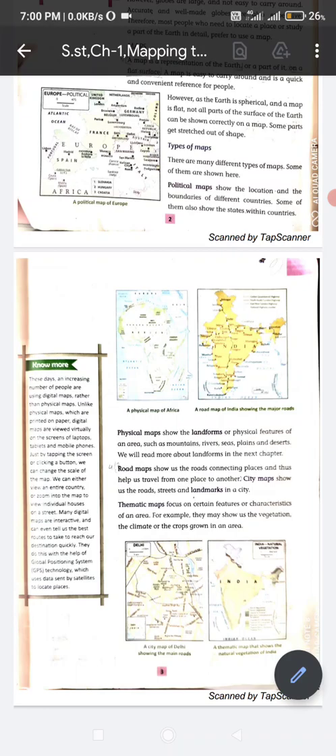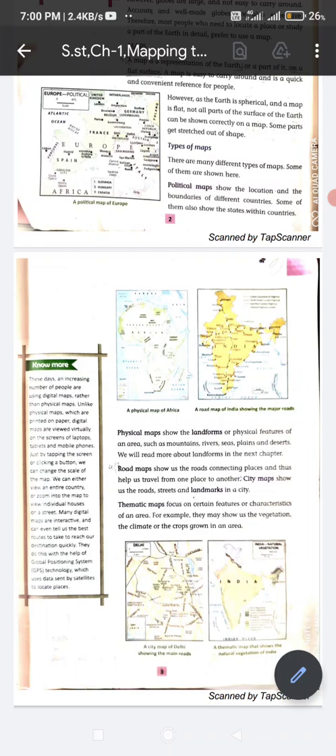Thus a map has its own language, consisting of scale, symbols and colors. They also help us to read and understand the elements thoroughly.